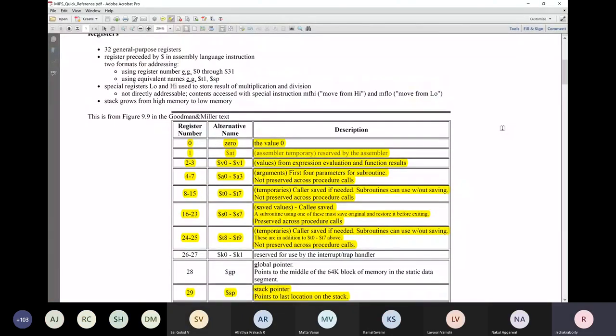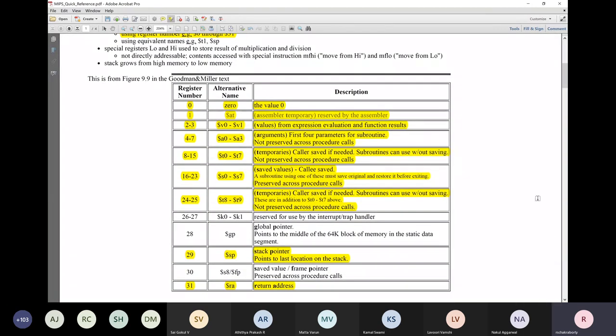Okay. So there are 32 general purpose registers. Register numbers are $0 to $31. These are the names, but there are some special registers, high and low, that we will study later maybe.